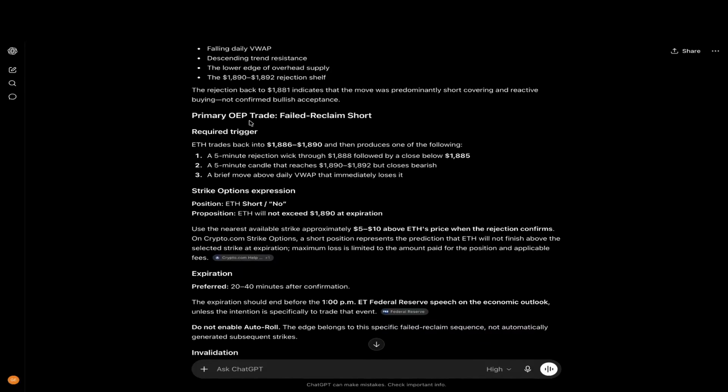So the primary optimal entry point trade is a failed reclaim short. We need a trigger though. Ethereum needs a trigger in order for us to initiate a trade and get in at the optimal entry point of that trade. So we need ETH to trade back into $1,886 or $1,890 and then produce one of the following: a 5-minute rejection wick through $1,880, followed by a close below $1,885.